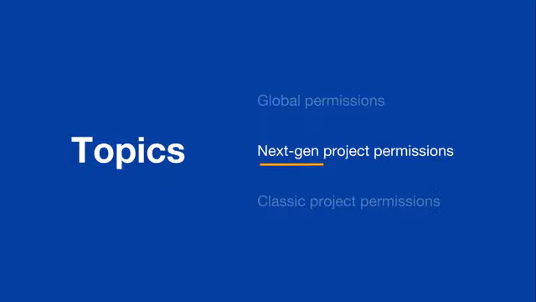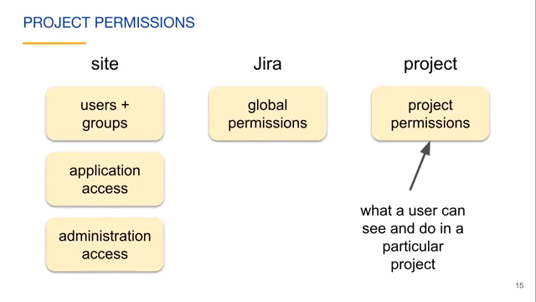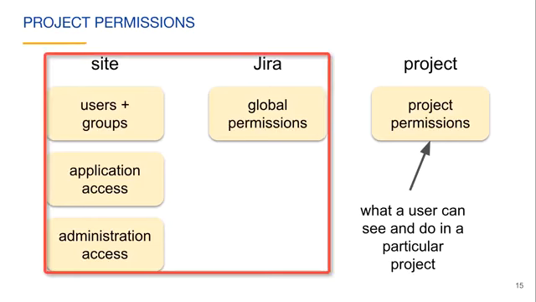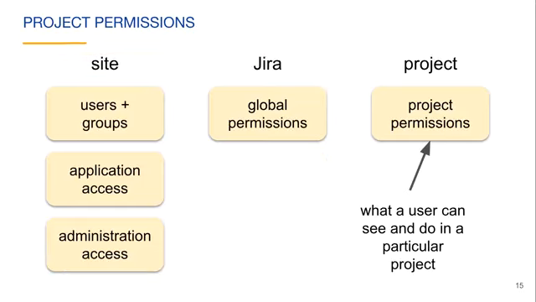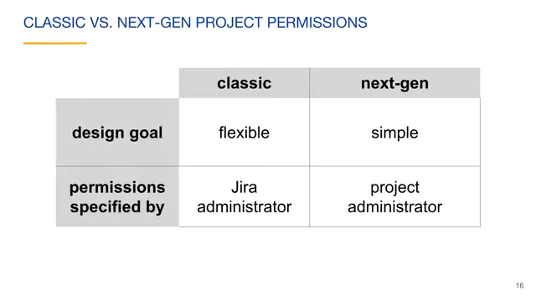Next, we will discuss next-generation project permissions. So far, we have discussed access and permissions that apply site-wide and at the Jira application level. Project permissions specify what a user can see and do in a particular project. When talking about project permissions, it's useful to differentiate next-generation project permissions from classic project permissions.